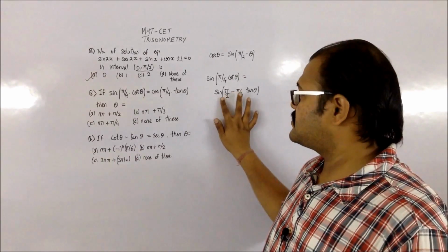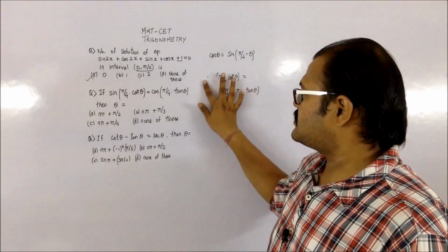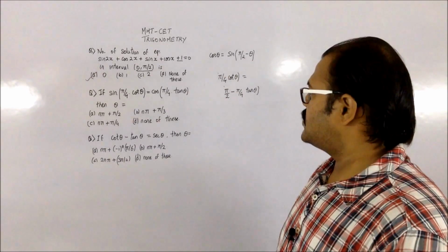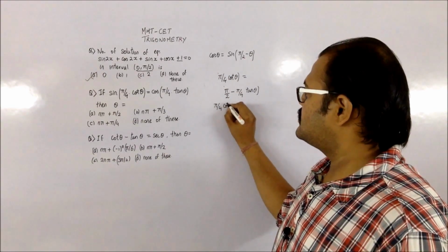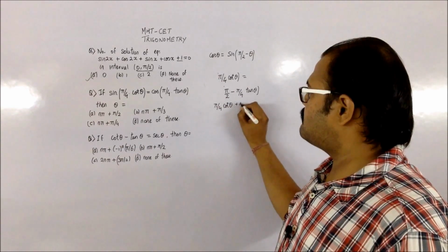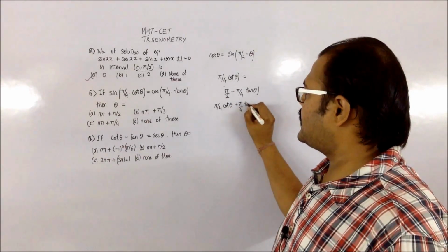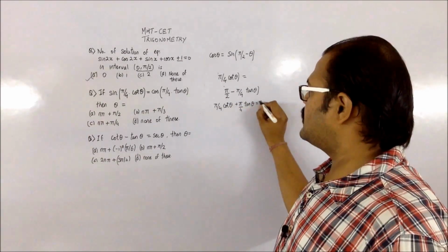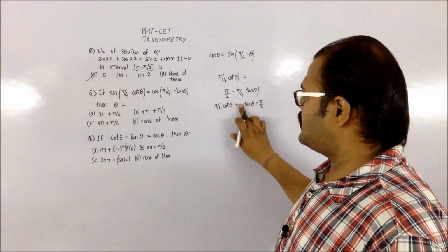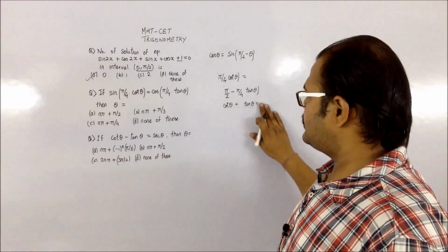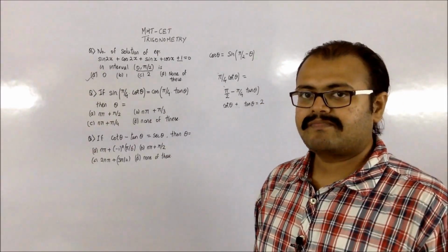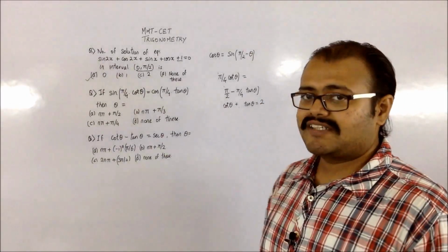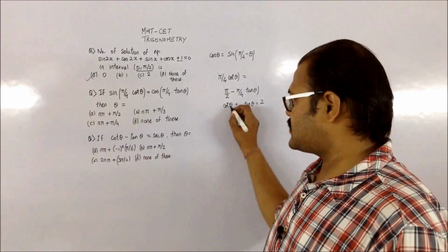Now what you can do is you can remove the sine on both sides. So you are having pi by 4 cot theta plus pi by 4 tan theta equals pi by 2. Dividing throughout by pi by 4, you will be getting cot theta plus tan theta equals 2. Now you have to change the cot theta and tan theta in terms of sine and cos.